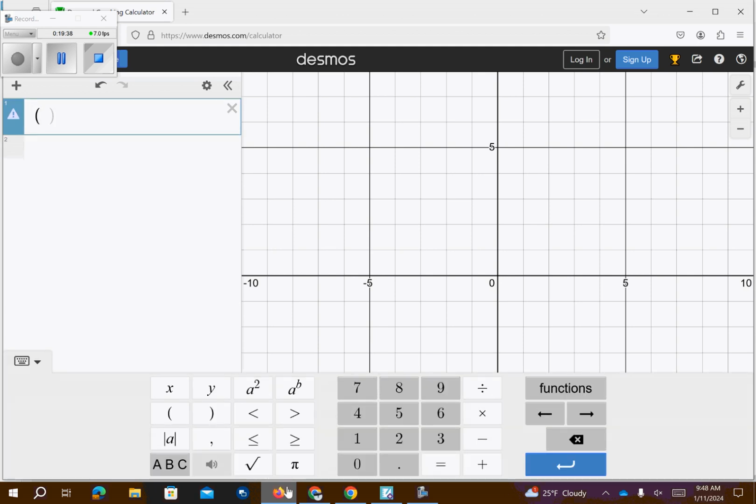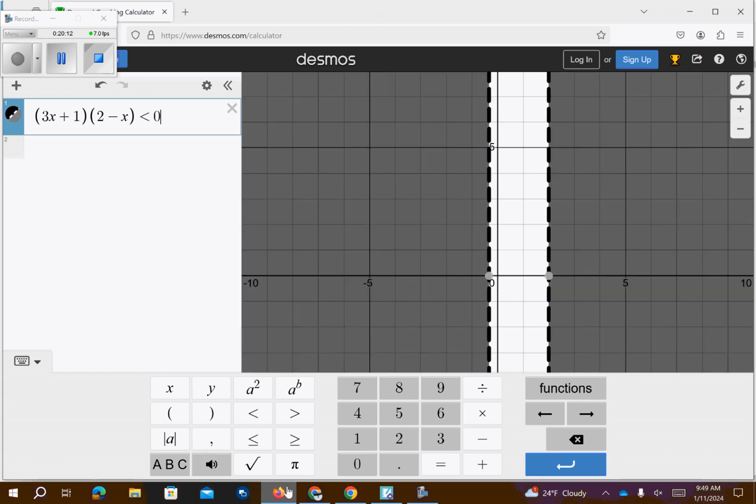I'm going to open parentheses. I'm looking at number, let's look at number 14. 3x plus 1, parenthesis, 2 minus x, parenthesis. And then look what Desmos has. It has inequality signs. Oh, this is the best day ever. So we want the less than 0.